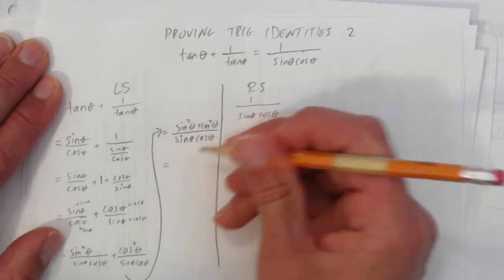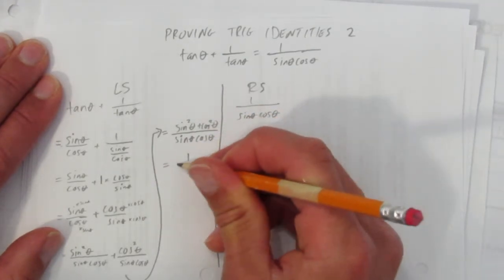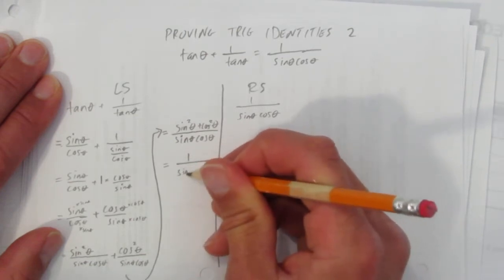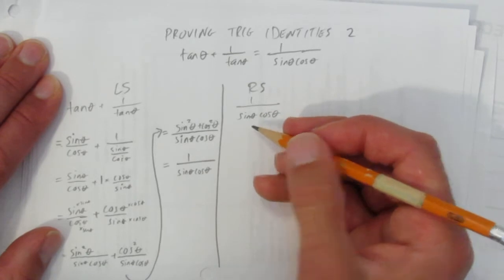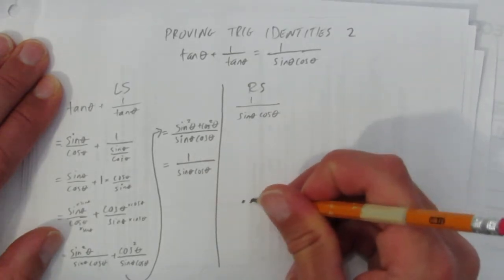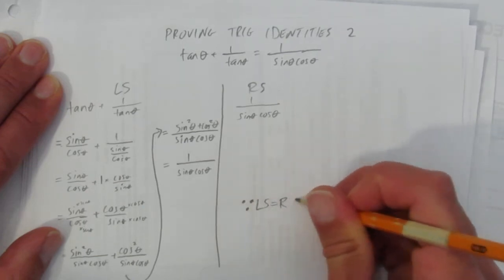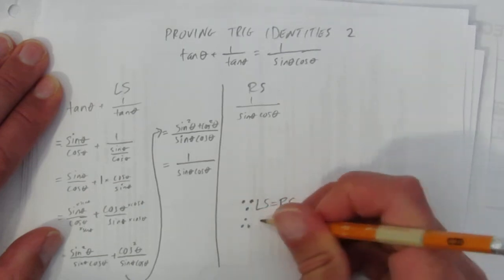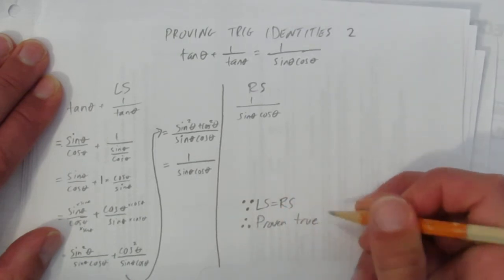So the numerator, which I wanted it to be that, the numerator just becomes 1. And on the bottom I have sine theta cos theta. Look, I got it. I'm done. But I have to write a concluding statement. And you should write it in the format since, which is an upside down therefore. Since the left side equals the right side, therefore, it's been proven true. And that's it. You've proven a trig identity.